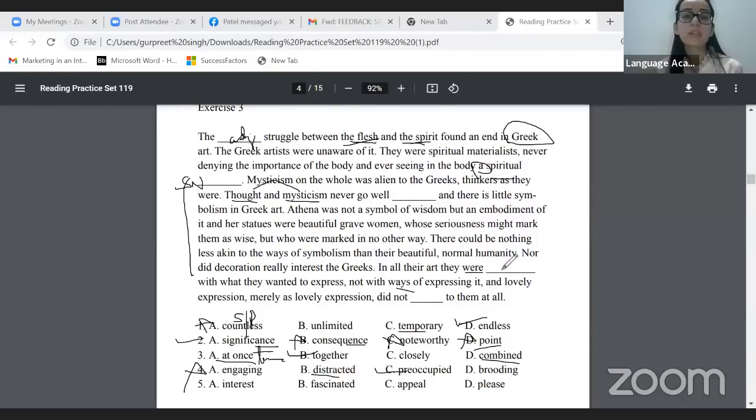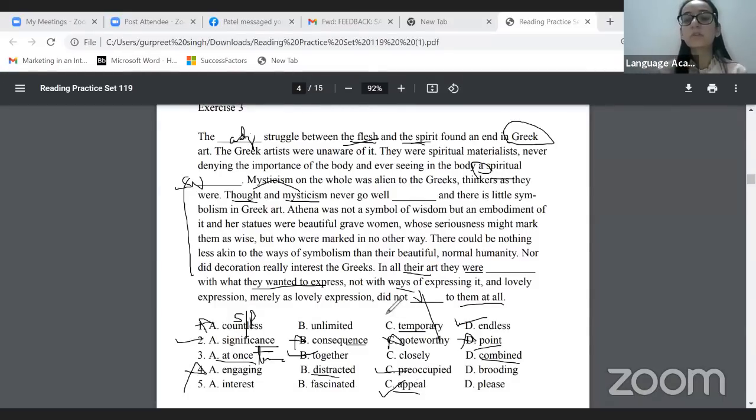We need past form. They were preoccupied with what they wanted to express. Means all the Greek people in all their art, they were concerned with what they wanted to show, not the way of showing it. And lovely expression did not dash to them at all. So did comes first form of verb. Lovely expression did not interest to them. Interest doesn't come with to. You can simply say it did not interest them at all. Fascinated cannot come because that's the first thing we discussed. We did comes first form and fascinated is not first form. Did not appeal to them. Yes, appeal and to is a collocation. Did not please to, again, with please we don't need to. We can simply say did not please them at all.